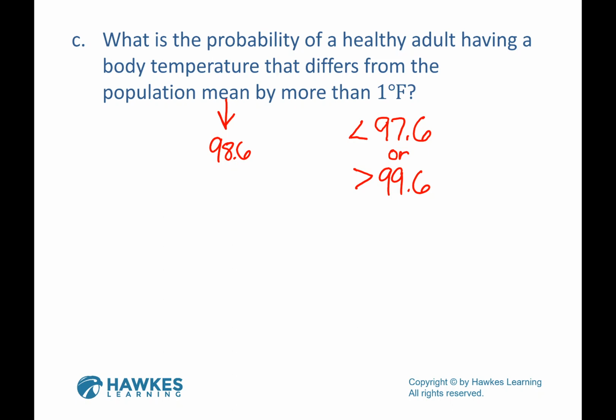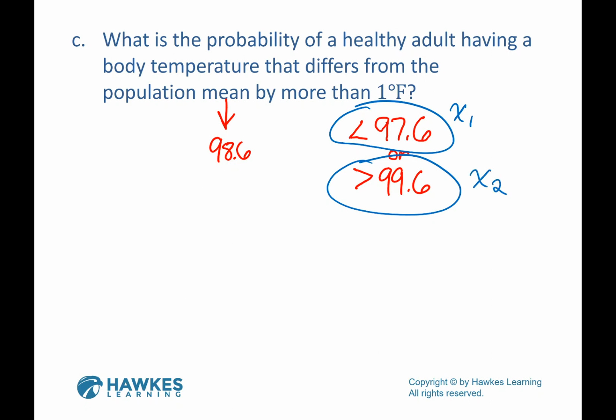1 degree below is 97.6, so to be more than 1 degree away, we would have to be less than that number. Or on the upper side, if we add 1, we get 99.6, so we want the people that are more than that. Good on that part? If you get that part, then the rest of it's just like the other ones we've done. So here I'm going to call it Z1 or X1. This is going to be X2. So we plug it in and run it through our formula.